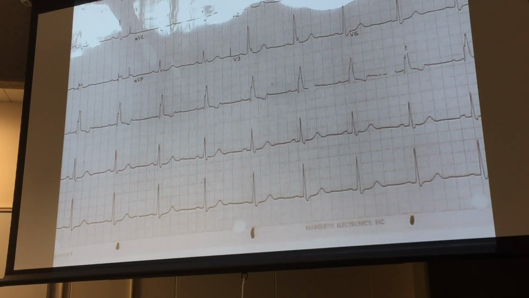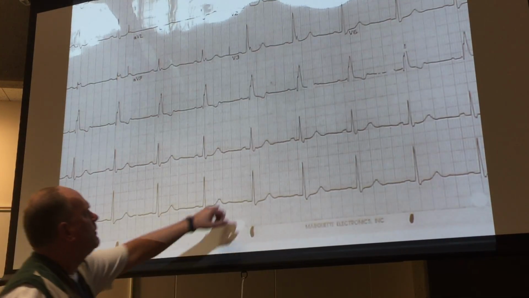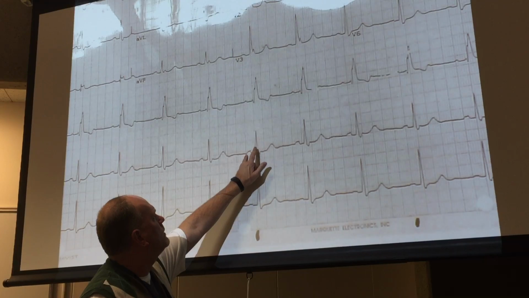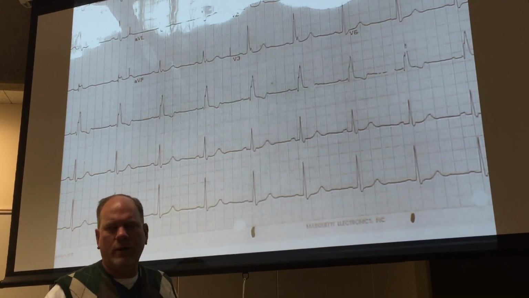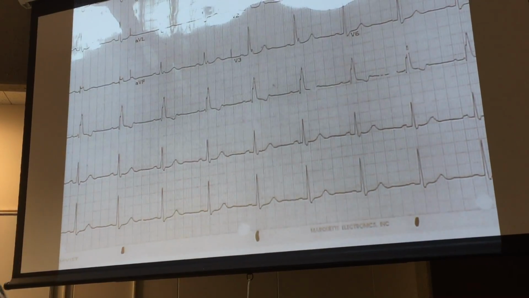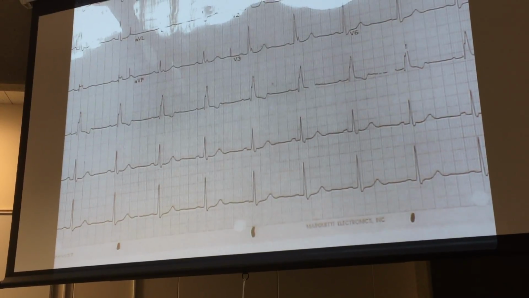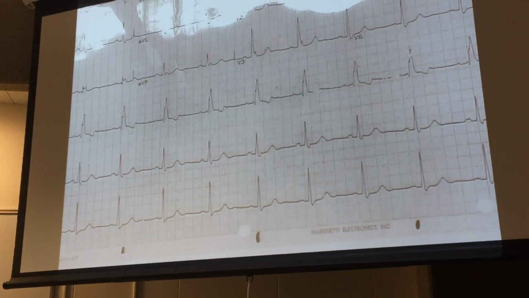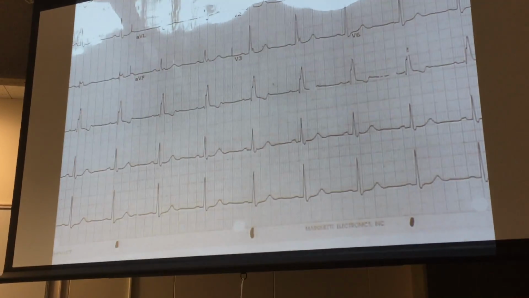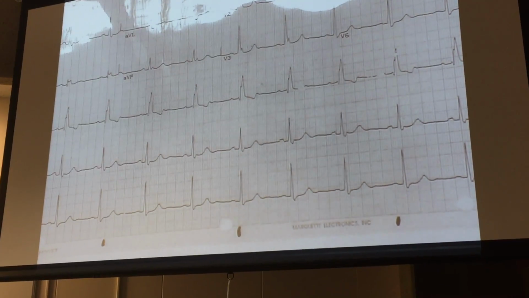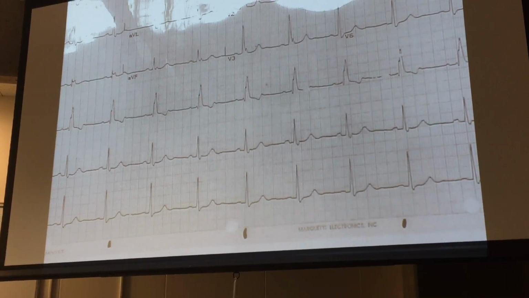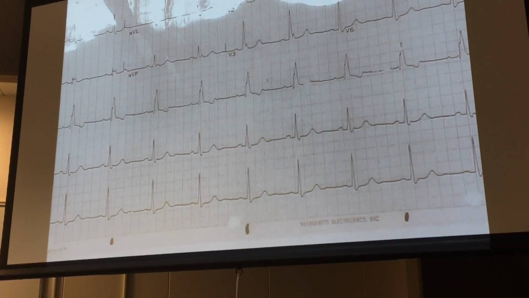Nope. Close. If you said possible, if you actually measured them, here's where the P starts, here's where the R starts. That is 6 squares. That is right on the dot. I won't mark it right or wrong if you put AV node delay. And AFib, VFib? No. We got a patient with sinus bradycardia and a bundle branch block. Possible AV node delay or not.